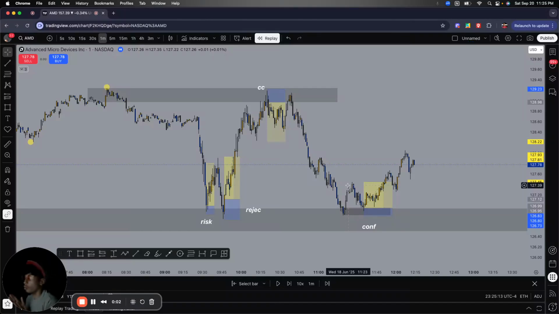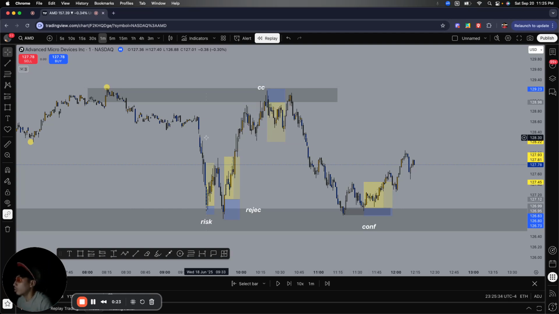All right. So in today's video, I'm going to be breaking down the four entry models that I use. The four entry models that I use are going to be candle close entry, confirmation entry, risk entry, and a rejection entry. And I got examples right here. So let's break it down.